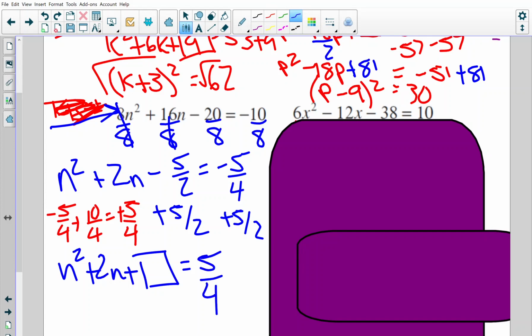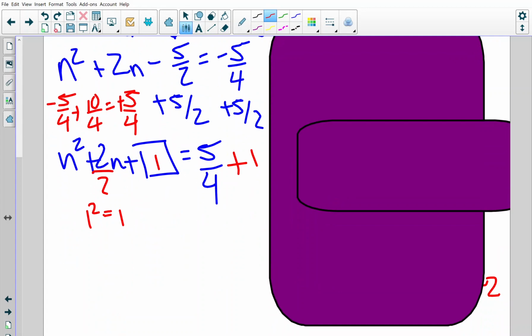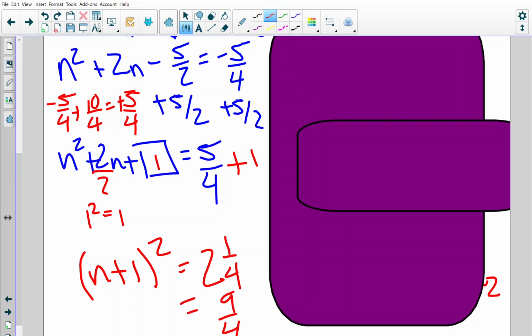Okay, well, follow the rule. What's half of 2? 1, and 1 squared is 1. So I'm going to add 1 there. I got to add 1 there, which says that this is n plus 1 squared. 2 and 1 fourth, which is 9 fourths.